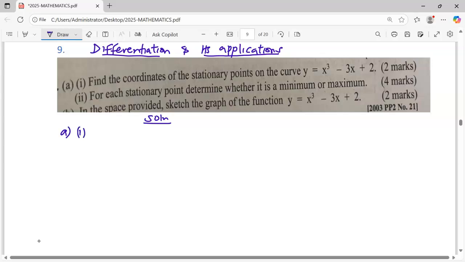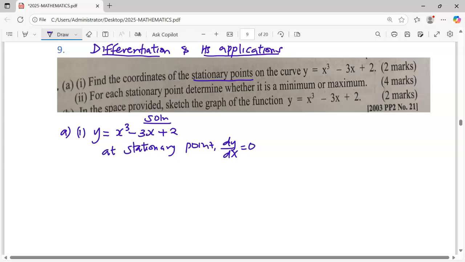We have been given the function in the form of y is equal to x cubed minus 3x plus 2, and we have been told to find the coordinates of the stationary points. We know for sure that at a stationary point, the dy over dx is usually equal to 0. So we are first going to find the dy over dx of the given function by differentiating each term independently.